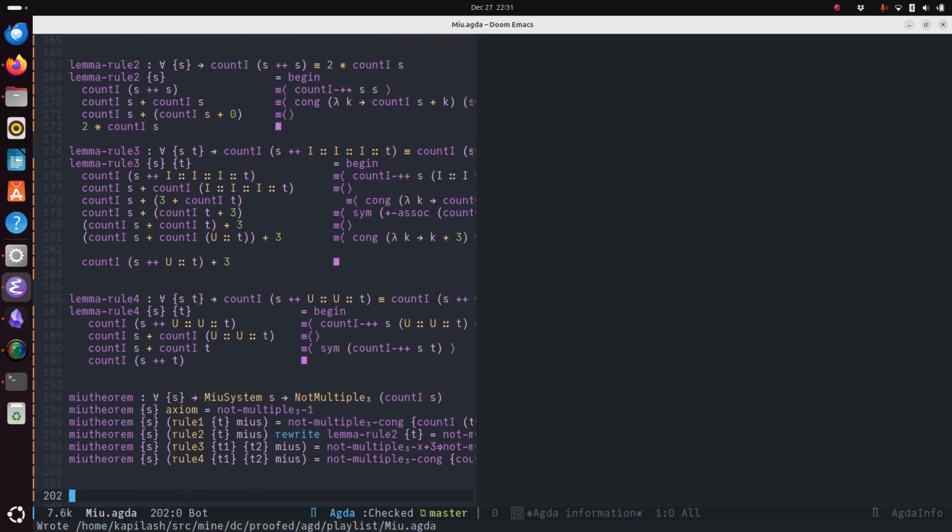So we have now proved that every valid string of the MIU system is such that the number of I's in it is not a multiple of 3. Now we are ready to confirm that MU does not belong to it. MU does not belong to the system because MU has 0 I's in it. Let us prove this final bit.